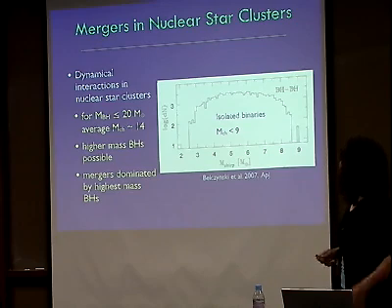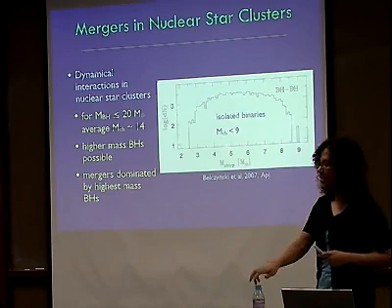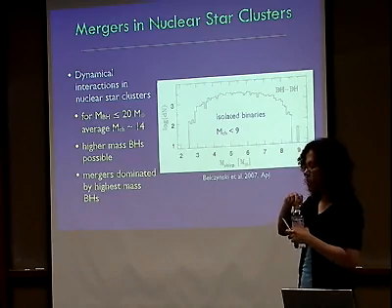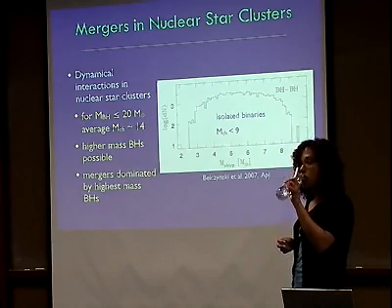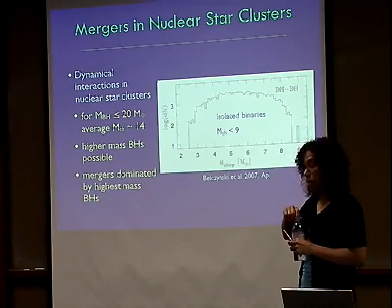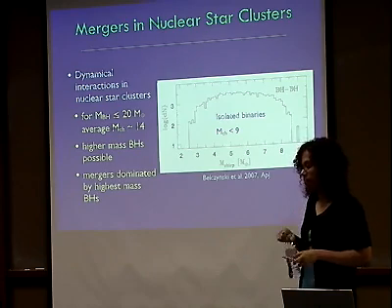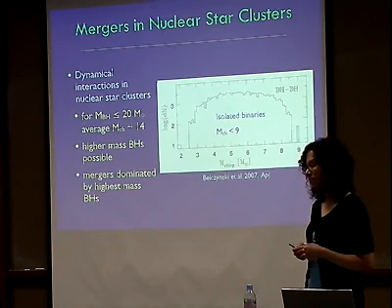Okay. Can I just ask one more about nuclear star clusters? Yes. So these are in small galaxies that don't have a supermassive black hole. Right. And what do you think the ratio of ones that do to ones that have nuclear star clusters?